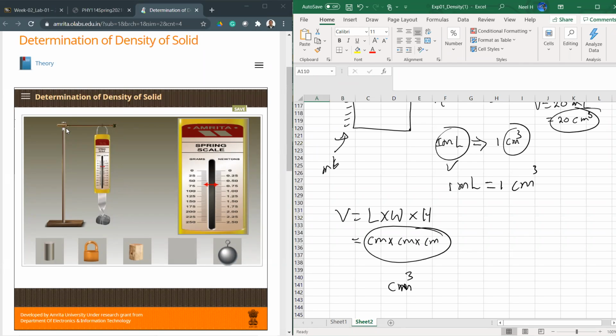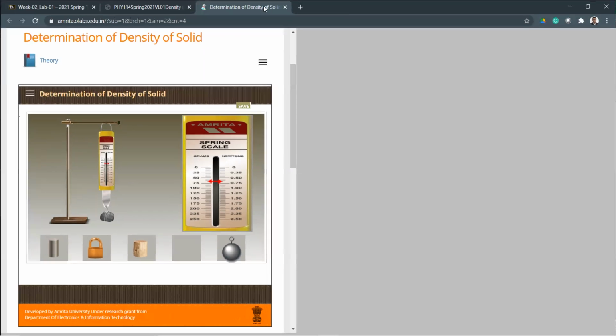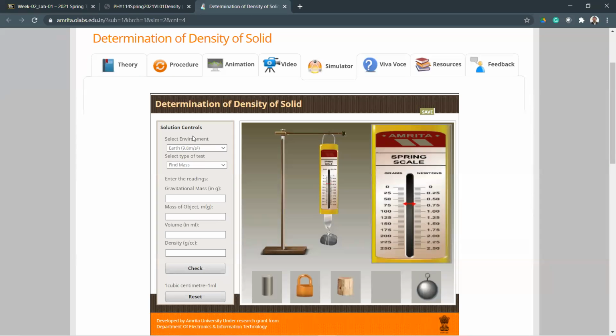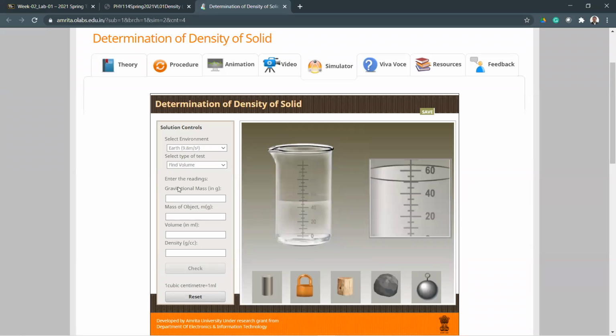All right, then to get the volume measurement in your simulator, look at the left-hand side of the simulator, where you will see a couple of different options. On the very top, the second one says find mass. Click on that, then you have another option, find volume. As soon as you click find volume, the simulator changes into a cylindrical beaker, which is about half filled with water. And you can see the level of the water in the zoomed-in picture on the right-hand side.